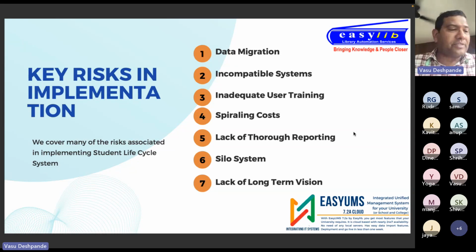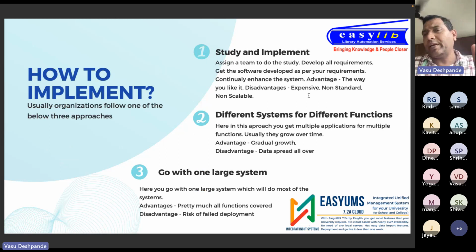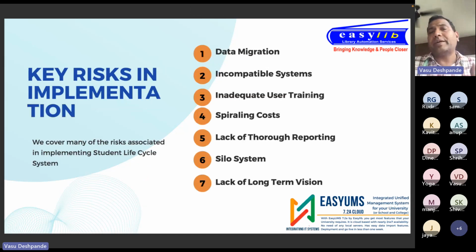The sixth risk that we see is silo reporting. What do I mean by silo system, right? The silo system is you have developed based on what you wanted. Especially that is true with the first one. When you study and implement, you develop the system as per your requirement. And that works good as long as your underlying system doesn't change. Underlying assumptions don't change. And the moment something else comes up, then all of a sudden it becomes very difficult.